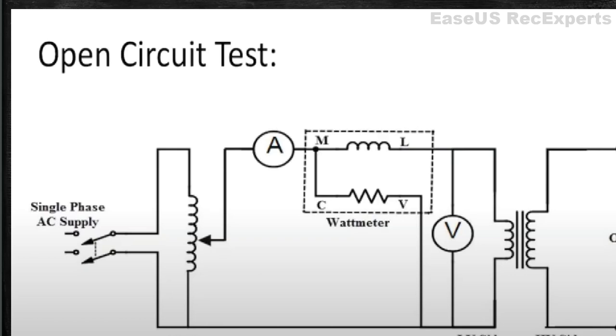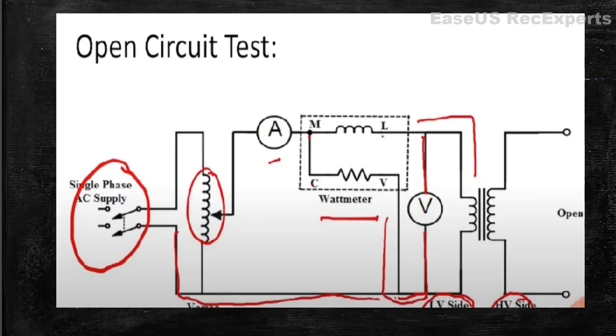The diagram of the open circuit test is shown in the figure. Here we use a variable transformer, an auto transformer, mostly used in order to vary the voltage which we are going to provide to the transformer winding. Then an ammeter A is connected in series with the wattmeter. Now the wattmeter basically has four terminals M, L, C and V. Here M represents the main, L represents line, C represents common, and V represents voltage.